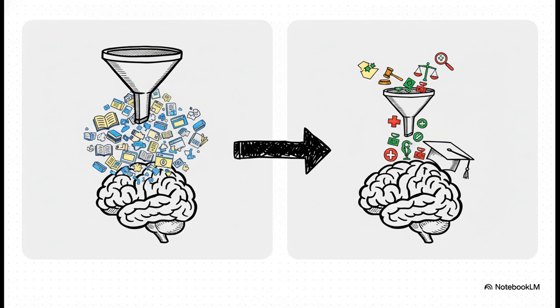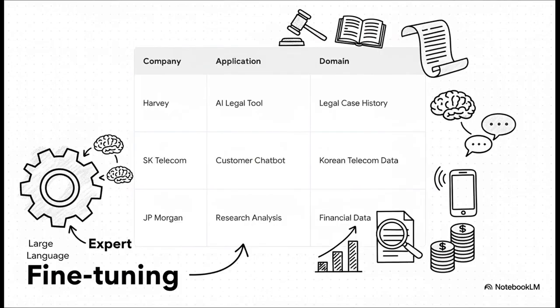It builds general knowledge. But then comes fine-tuning. That's like going to medical school or law school. You take that general knowledge and train it on a much smaller, specific data set to give it a specialized skill. And this is happening all over the place. A company called Harvey fine-tunes a model on tons of legal documents to create a tool just for lawyers. SK Telecom uses its own customer service chats to build a better chatbot. And JP Morgan uses its private financial data to create a custom research analyst. Fine-tuning is how a generalist becomes an expert.